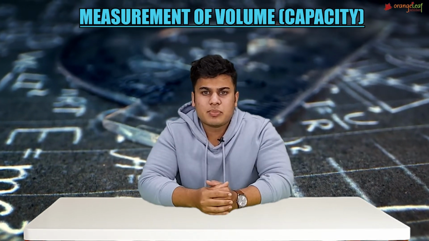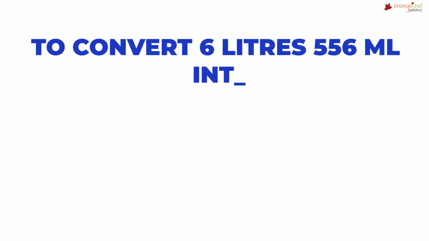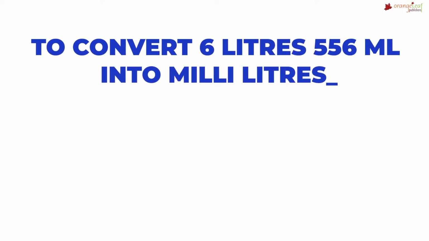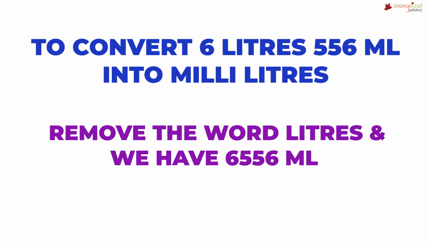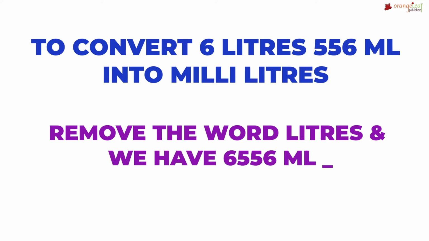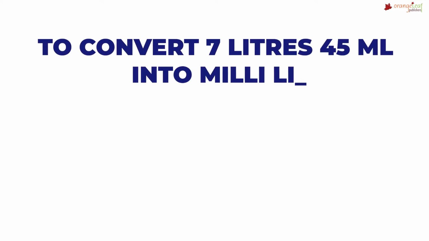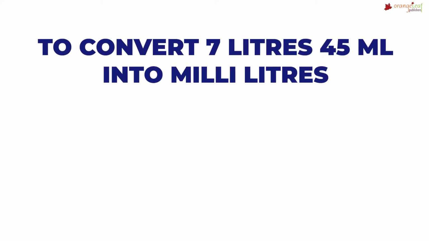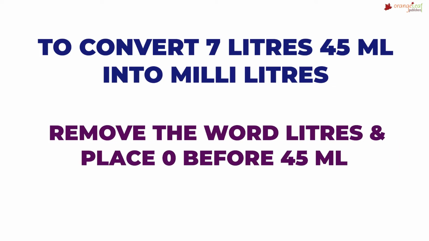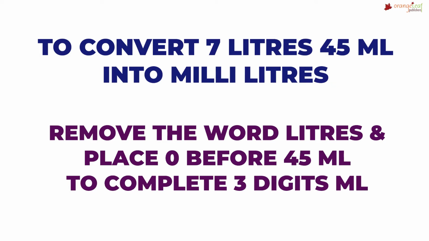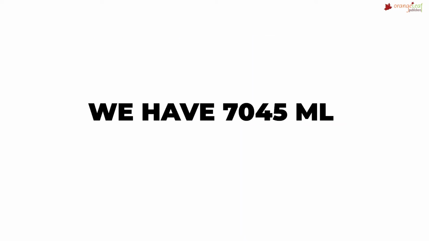Have a look at these examples. If we have to convert 6 liters and 556 milliliters into milliliters, we remove the word liter and we have 6556 milliliters. To convert 7 liters and 45 milliliters into milliliters, we remove liters, place 0 before 45 milliliters to complete the 3 digits, and we have 7045 milliliters.